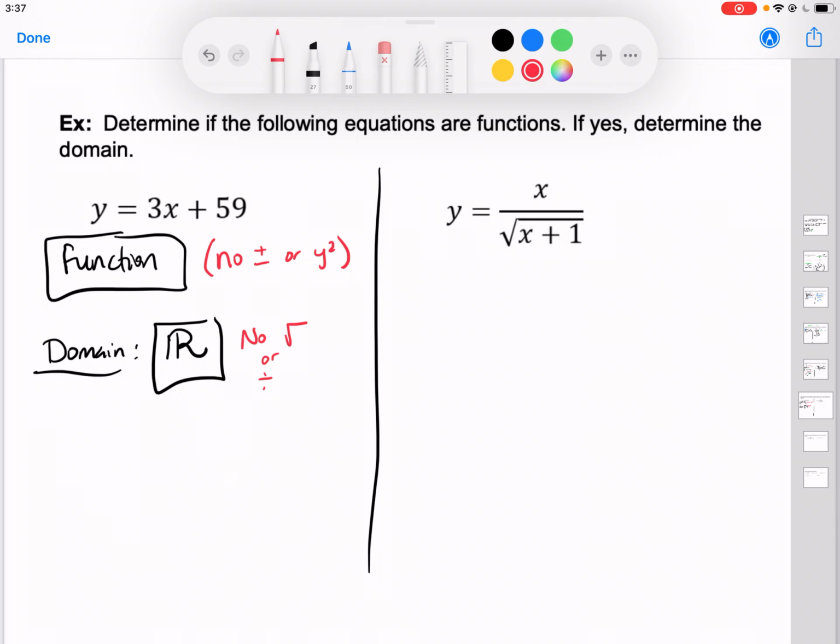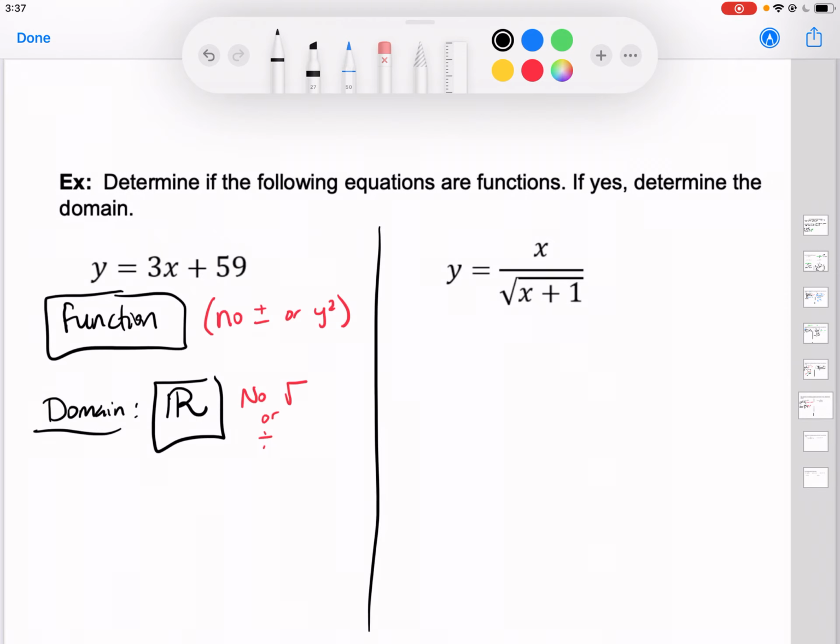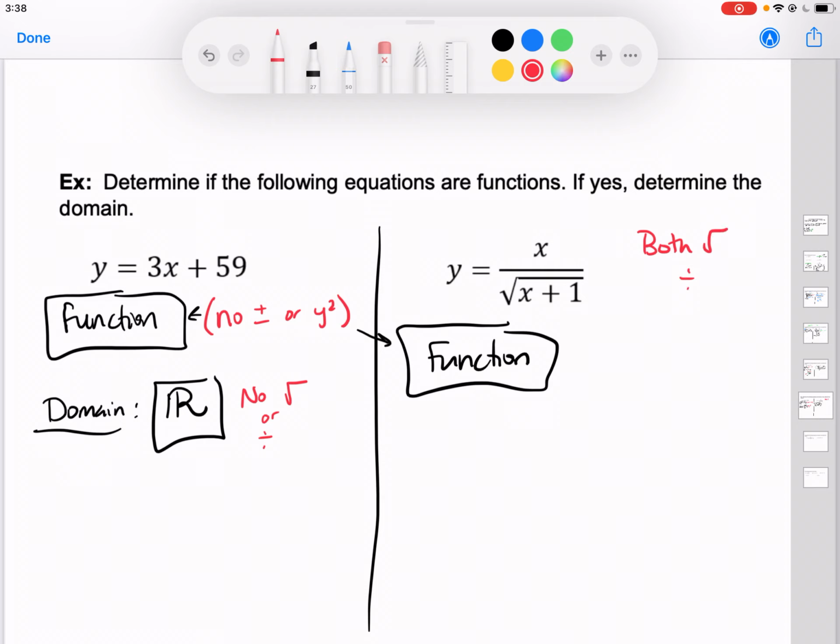So once again, that's no square root or division. Okay, let's do our last one of these types, I think. Or maybe I lied. Oh, I lied. I'm such a liar. So this one's also a function. Once again, for the same reason. I'm just going to go ahead and write that for both of those. Now, domain, we actually have both. So this has both a square root and division. Because a square root, we want it to be greater than or equal to 0, while division, you don't want it equal to 0.